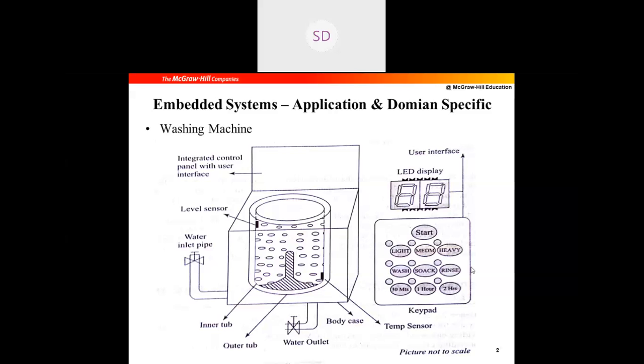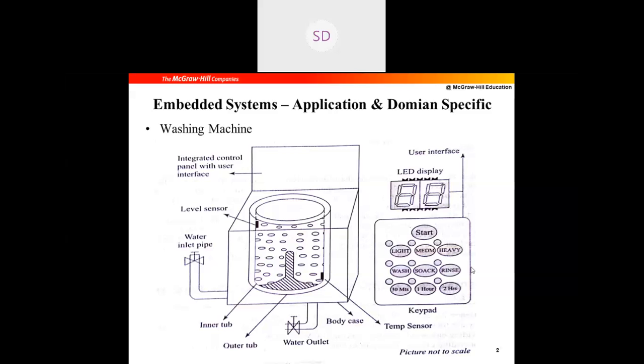So this is what I told: this is an embedded system. We'll be programming it. The board that is programmed is used only for the washing machine architecture. I cannot use that particular board for an oven or some other machine. It cannot be used, right? It is nothing but application specific and domain specific.